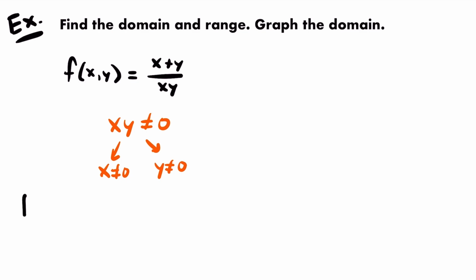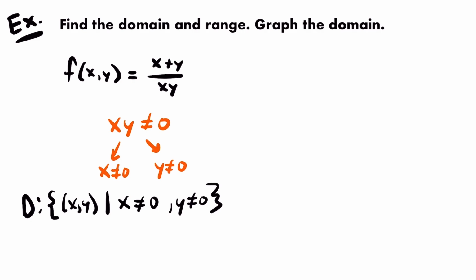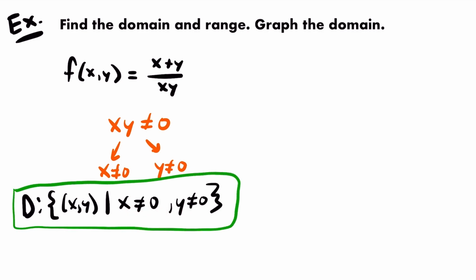So the domain of our function is the set of all x, y values such that x is not equal to 0 and y is not equal to 0. That is how we would represent the domain for this function. All other values of x and y are fine as long as neither of them are 0. And so that would be the domain of this function. But what about the range? What output values make sense for this function?